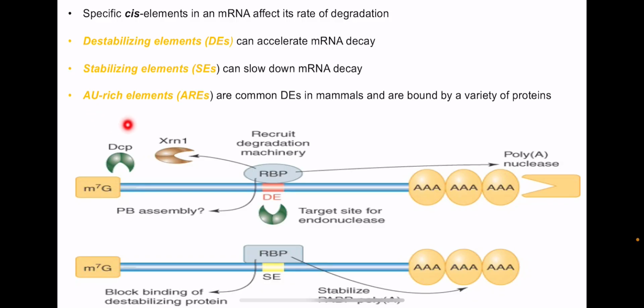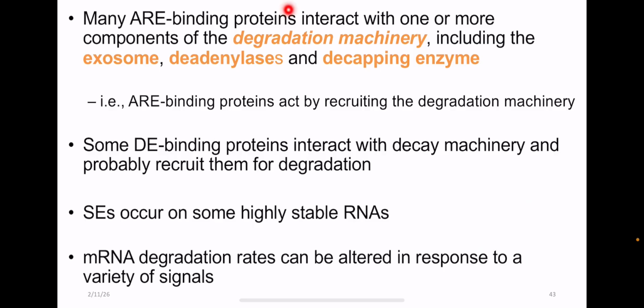And the AU-rich elements are mostly in mammals, and they are bound by a variety of proteins. So let's see, in the AU-rich regions, as I said, they bind to proteins. The proteins that bind to the AU-rich regions form part of a complex called the degradation machinery. The components of the degradation machinery are the exosome, the adenylase, and the capping enzyme. All these are individual proteins or enzymes, but they form a complex called the degradation machinery.